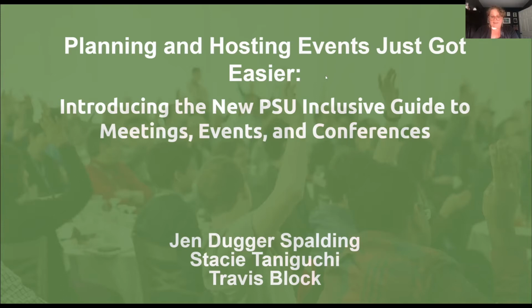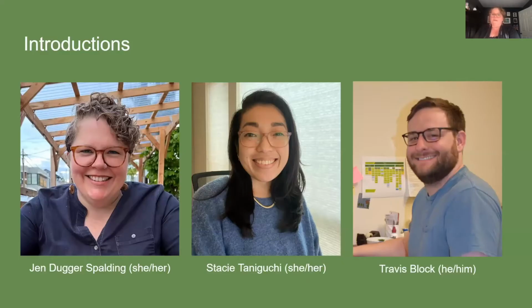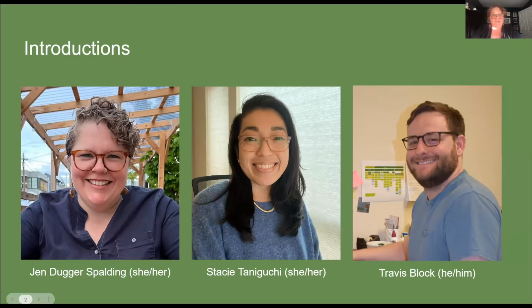All right. So with that, let's go ahead and move on to the next slide, Stacy, and let's get going. So again, my name is Jen Duggar Spalding. I use she, her pronouns. I'm the director of the Disability Resource Center at PSU, and I've been here for about 10 years. I'm a 40-something-year-old white woman with curly blondish brown hair, brown glasses, and I'm usually wearing earrings that dangle of some kind. I'm going to pass it on to Stacy.